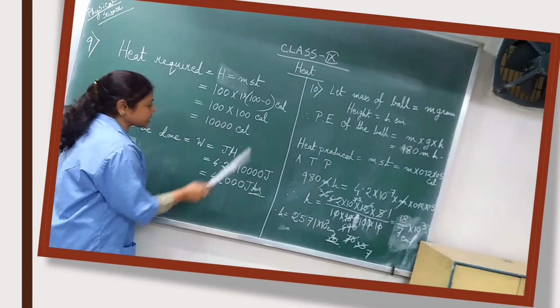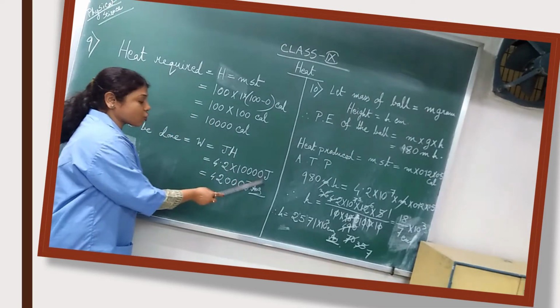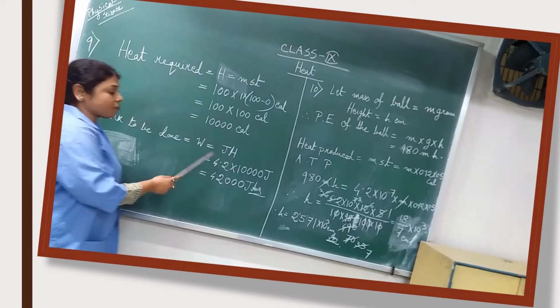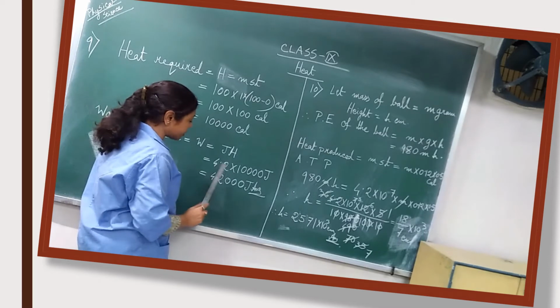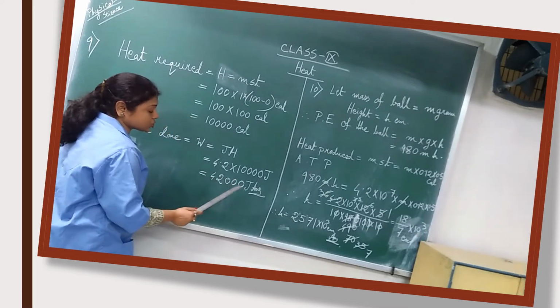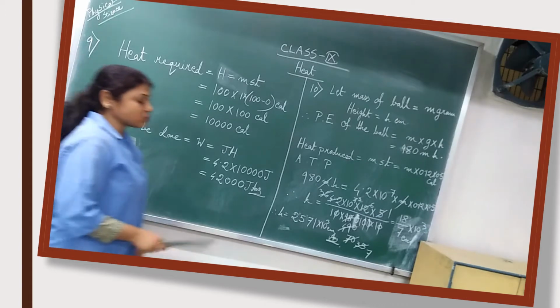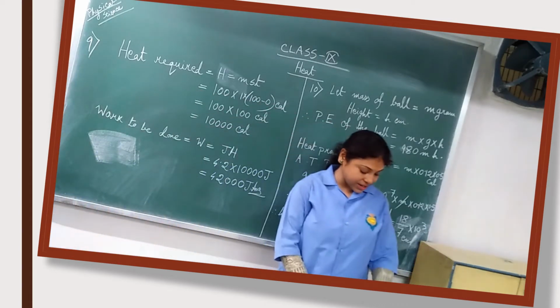Okay, 10,000 is coming from here, and don't forget to give the unit properly. So work unit is joule. Now it is coming 42000 joule. Clear? And this is the answer. Now the next sum. Next sum is number 10.